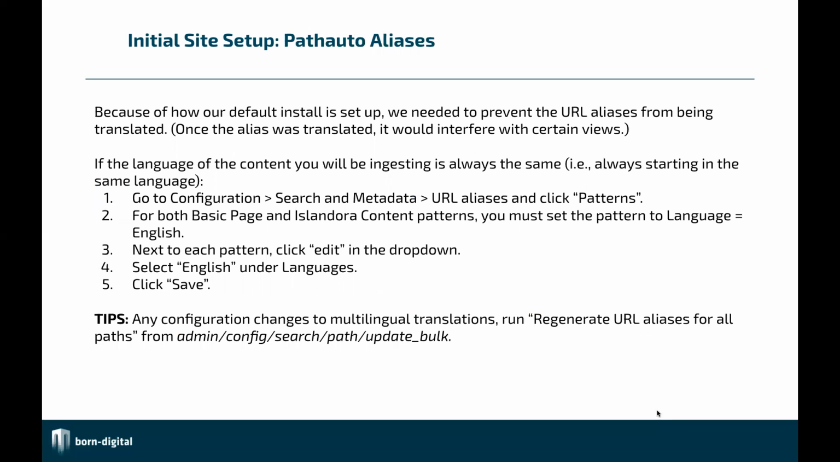Pathauto URL aliasing can be a problem if you try to translate them, especially if you're relying on views that happen to leverage any of the URLs, which is pretty common. So what we found after some testing, the best output for us, even if the original language was French or Spanish or whatnot, just set it to English.